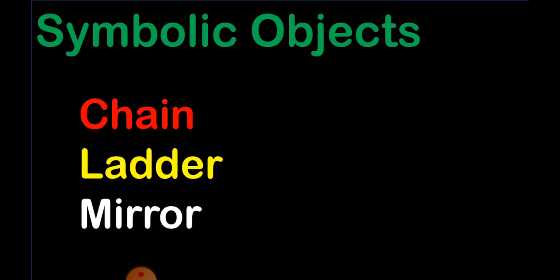Symbolic objects. Everyday objects are often used to symbolize something else. A chain can symbolize the coming together of two things. A ladder can represent the relationship between heaven and earth or ascension. A mirror can denote the sun, but when it is broken, it can represent an unhappy union or a separation.